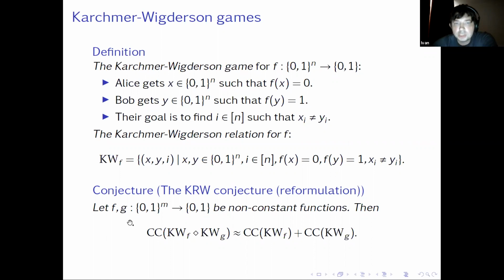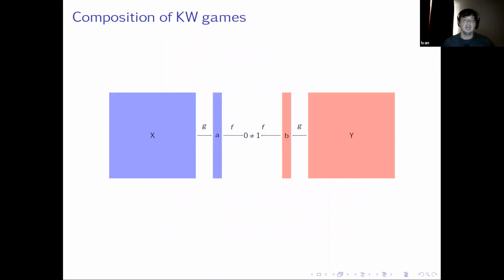So the conjecture now is that we can formulate the same thing in terms of communication problems rather than functions. The communication complexity of the composition of two Karchmer-Wigderson relations is roughly equal to the sum of the communication complexities of the games. All right, so let's take a look first at how we solve the composition of Karchmer-Wigderson games.